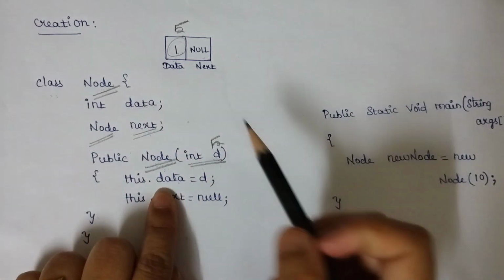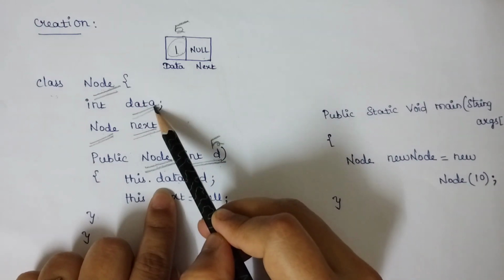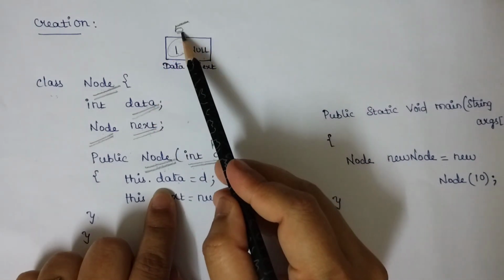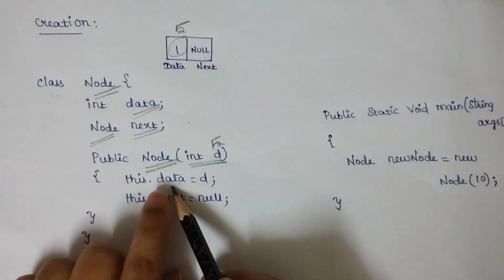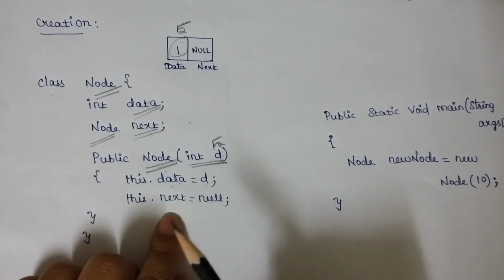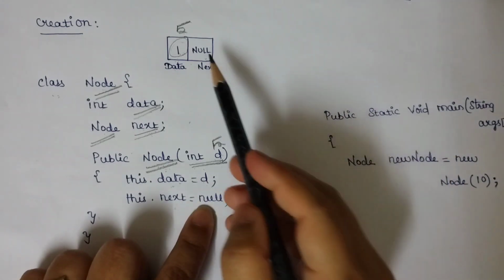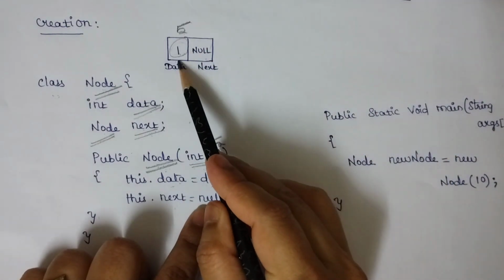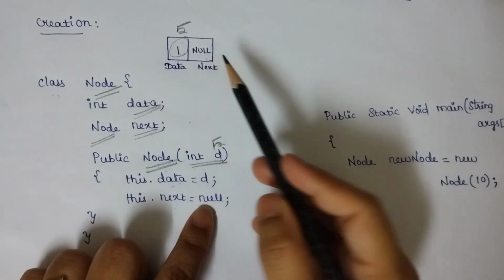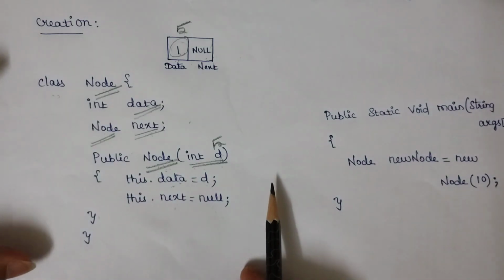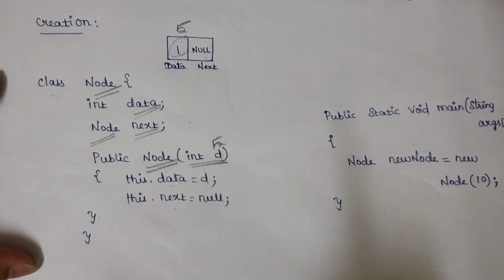Here we know that the first field, the data field, is given by the variable data, and this field contains the data value. So you are assigning this D value to this data field. And what about the next field? When a new node is created, always assign the next field as null. So whenever I'm creating a new node, you assign the data value, and along with it you also assign next as null. This is how you create a new node. This is the code for creating a new node in Java.